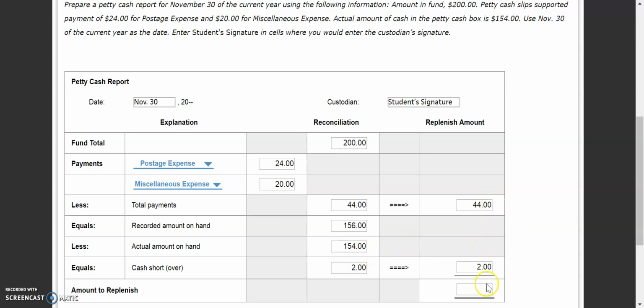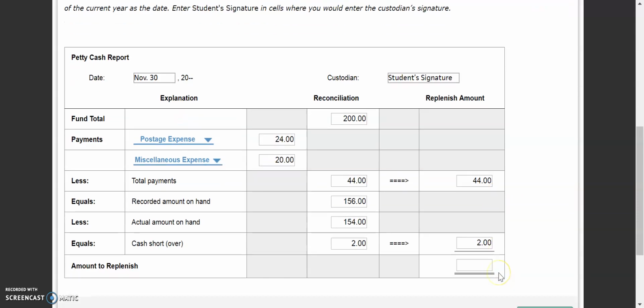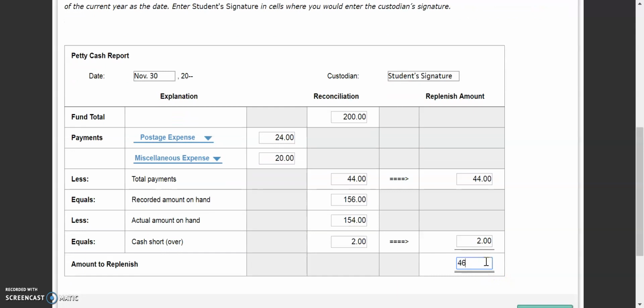So our total amount that we need to replenish is the $44 we spent on postage and miscellaneous, plus the $2 that we were short. So 46 is the total amount we need to replenish into our petty cash fund.